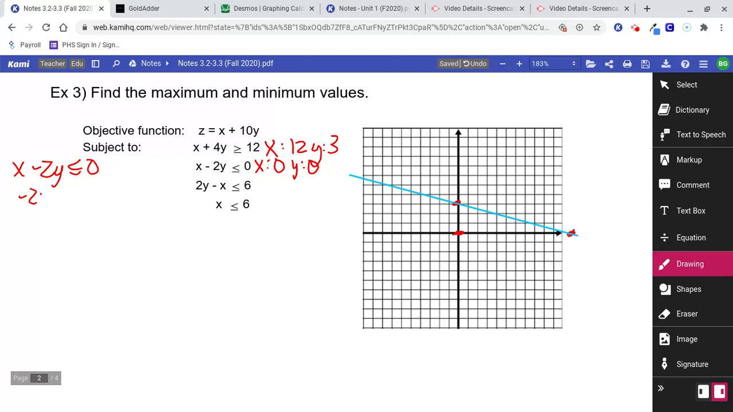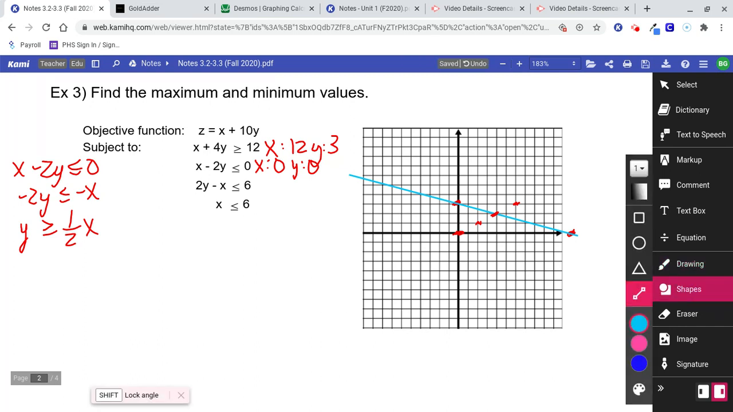I'd subtract the x over, and I'd divide by negative 2. Don't forget, when you divide by a negative, you flip the symbol. That says y is greater than or equal to 1/2 x. That's probably the best way to do it because you see how the symbol flips there? It looks like we were going to shade down, but now we're actually going to shade up. So think about how to graph that using slope-intercept. You'd start at 0, and you'd go up 1 and over 2, and up 1 and over 2, and up 1 and over 2, as many times as you wanted to. And you draw a line through.